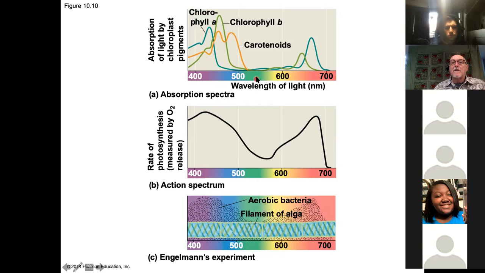Why? Because this is green. It's the green and yellow, which is actually reflected. We see it as green. Okay, this is reflected from chlorophyll, but it does absorb down here in the red. So the chlorophylls absorb here, blue, violets, and then down here at the reds, and everything else is reflected.